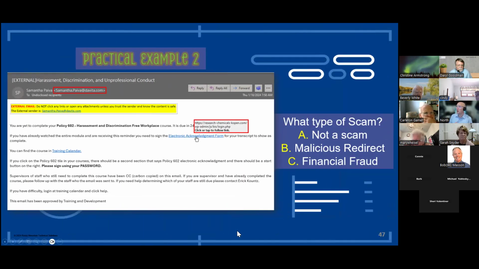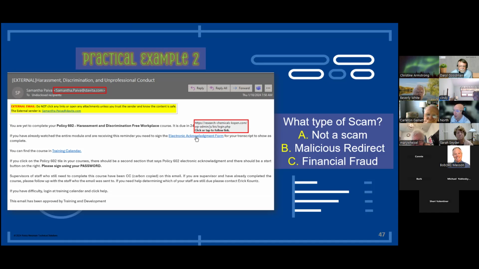Now, let's talk about practical exercise number 2. What type of scam is this? This one's a little more tricky. I'll go with financial. Okay, that's a good guess. But the content of this is harassment, discrimination, and unprofessional conduct. So it's basically somebody pretending to be the HR of your company.